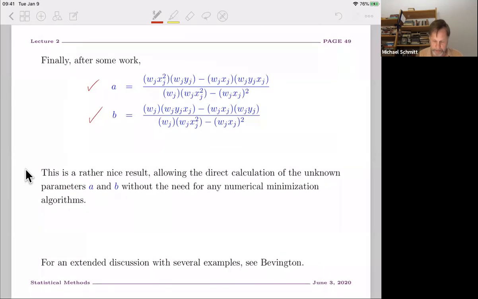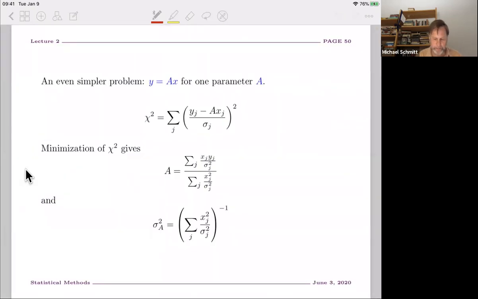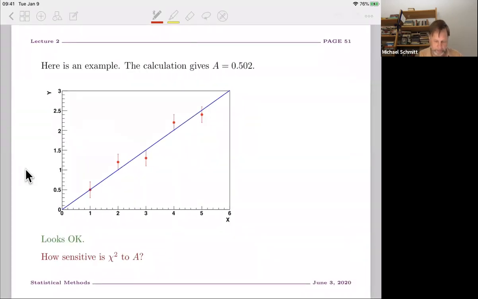Okay, if you want to see an extended discussion of this, this is the most common fit in the world. You can see a very nice book by Bevington for more details. Now, an even simpler problem would be when y is just proportional to x, and we want to determine the proportionality and the uncertainty on the proportionality, which just comes from calculating the second derivative at the minimum.